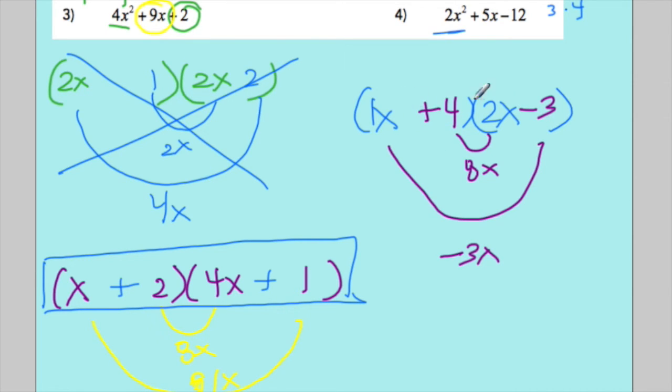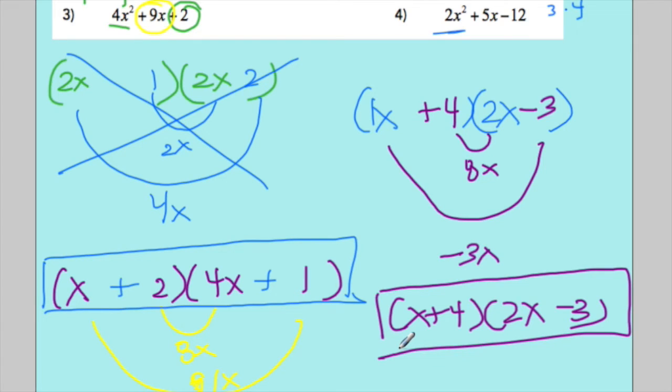So I check. My first two give me 2x squared. My last two, 4 times -3, gives you -12. And my outer and my inner will give me that 5. So here is my answer. It's x plus 4 and 2x minus 3.